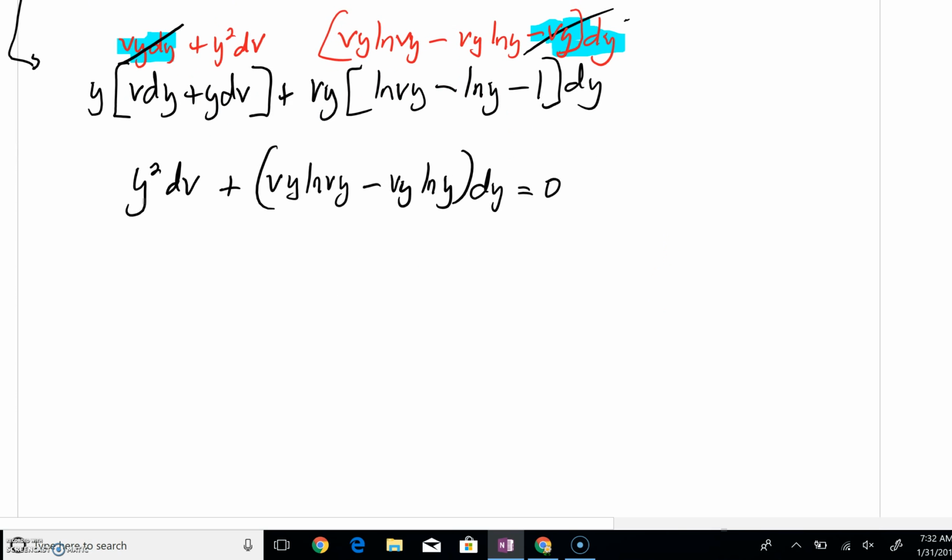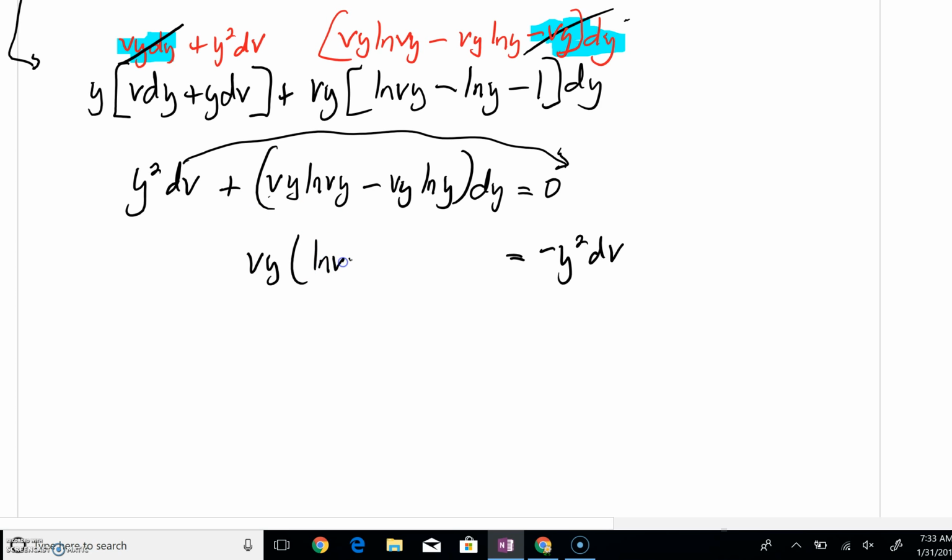So ultimately, we need to do some moving around. And tell you what, let's get one differential on the right side, the other on the left. I'm going to move this negative y squared dv over to the right. And then on the left-hand side, it's kind of ironic, I'm going to actually factor out a Vy from that.